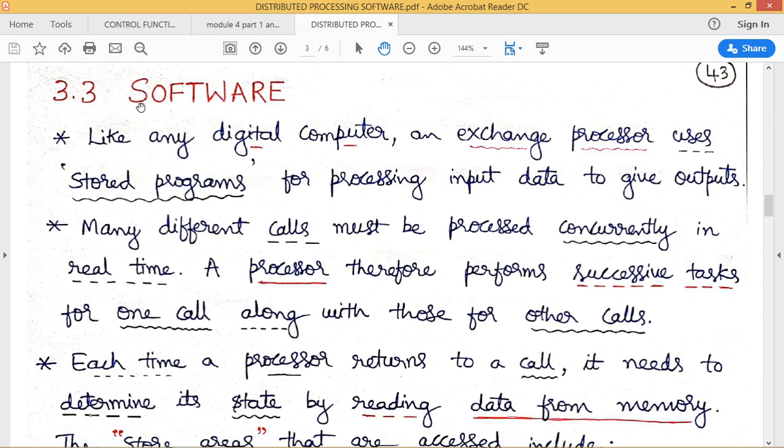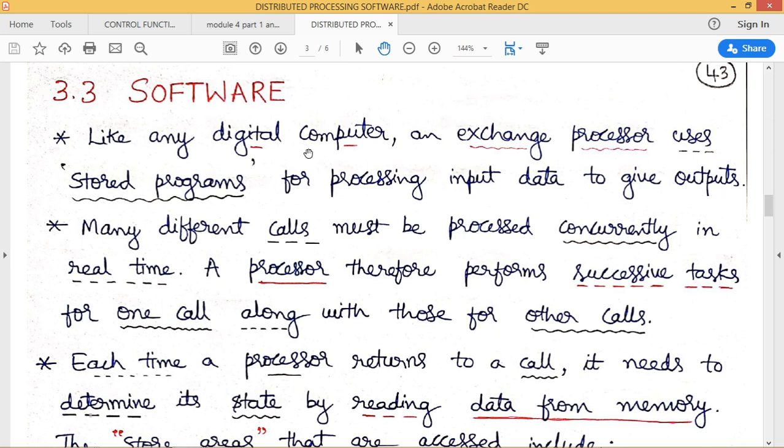So next, let us deal with how software available with an exchange plays an important role in establishing a call as well as the proper operation of the exchange. So let us deal with what the softwares available or associated with an SPC exchange are. So we know, like any digital computer, an exchange also, of course, exchange processors use stored programs for processing input data and to provide required outputs.